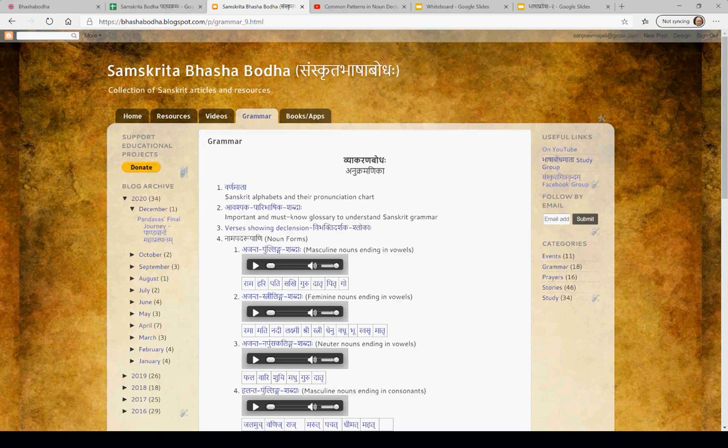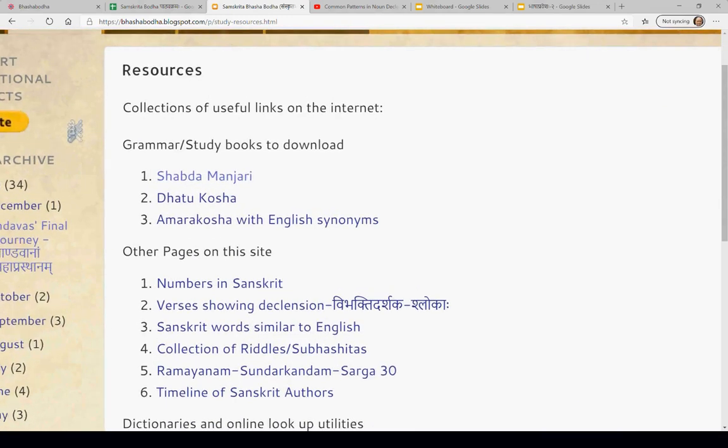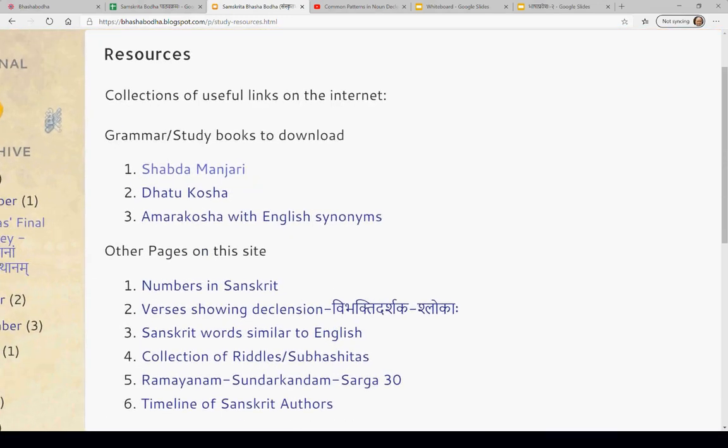And there is another website, which I'll send you the link for, my blog site. Here also, there are a couple of resources. One is the resources tab on the top. The first one is Shabda Manjari. This is a downloadable PDF book. You can download it. It has all the different forms.